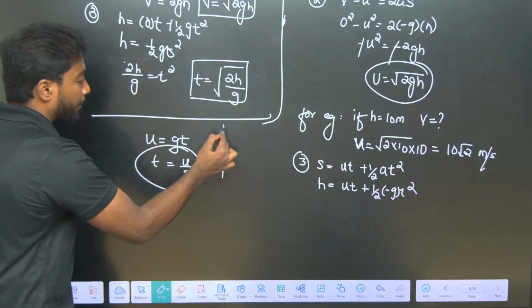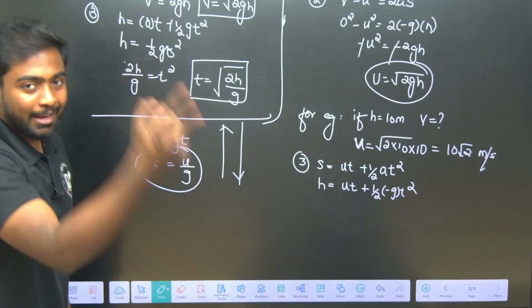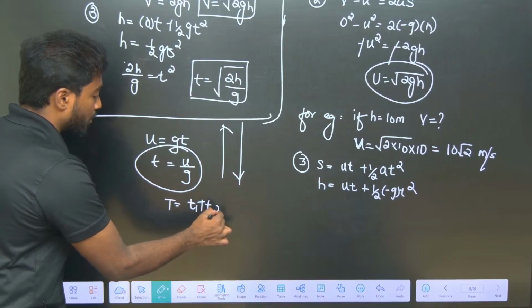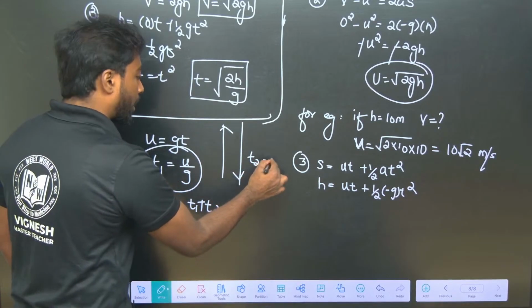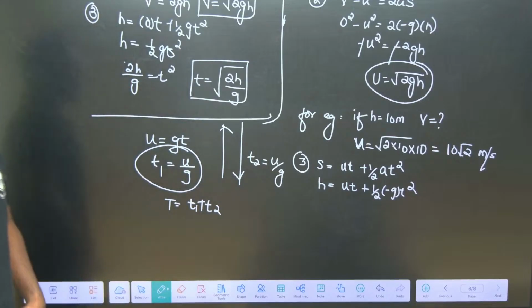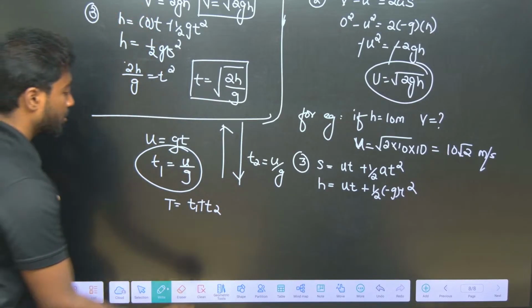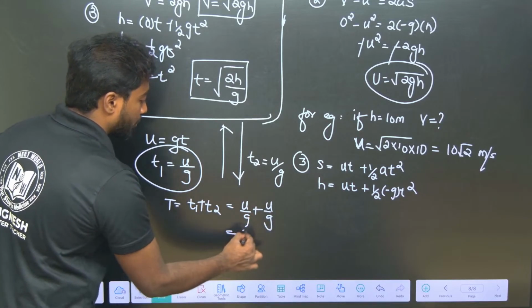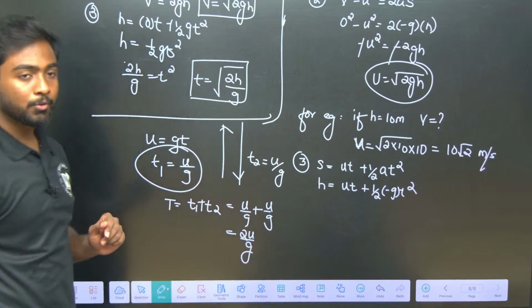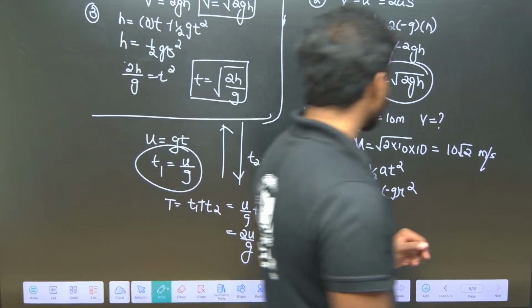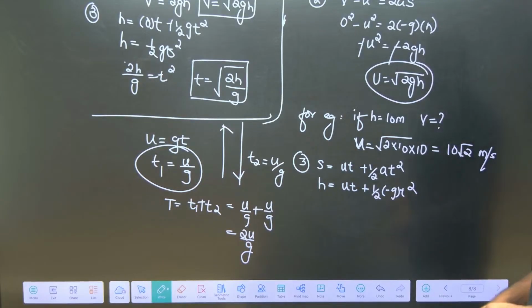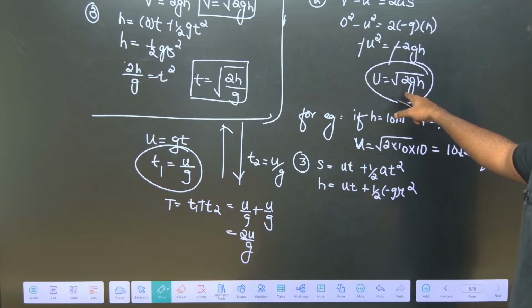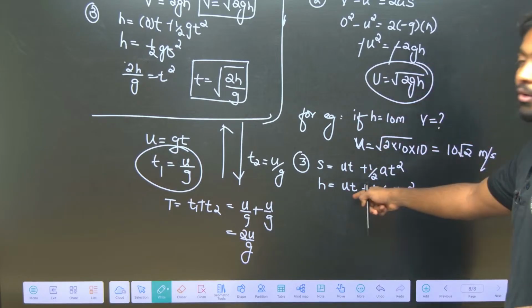What about coming down? Again the same. So capital T will be equal to T1 plus T2. T1 is u by g, T2 will again be u by g only. So I can write u by g plus u by g, which is nothing but 2u by g. If this is h max, what will be this velocity? This velocity will be root over 2gh. I can substitute that velocity here.